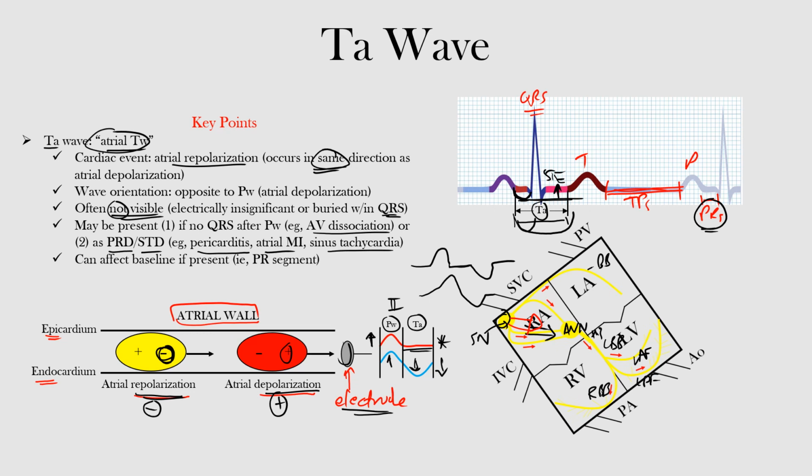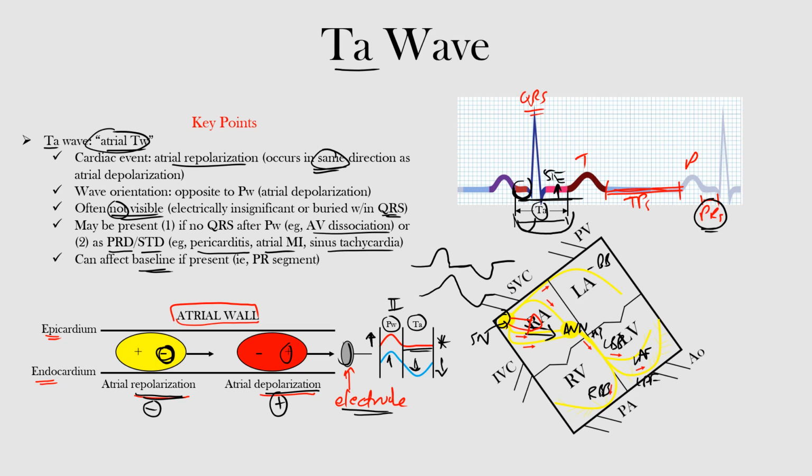Now remember, because the PR segment is considered the baseline that we use to measure ST elevation or ST depression, having this TA wave present can affect that baseline, all right? So that's just something to be aware of, more of an advanced topic, but I think you can handle it.